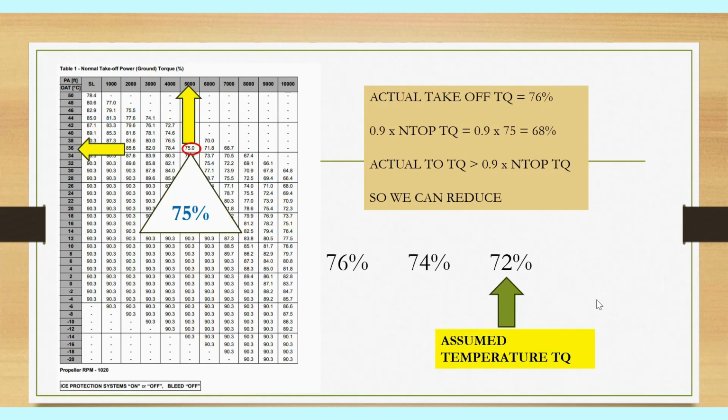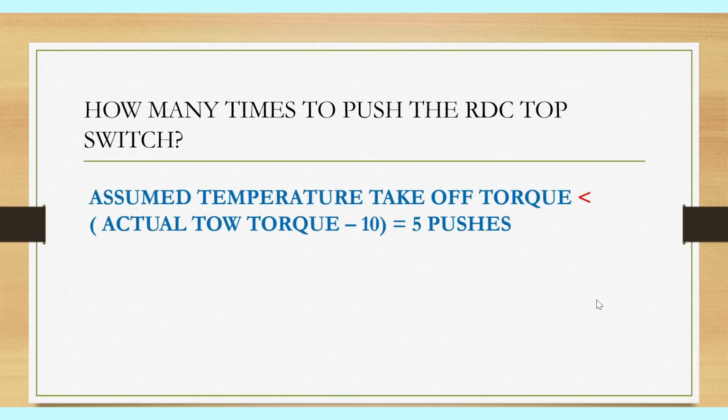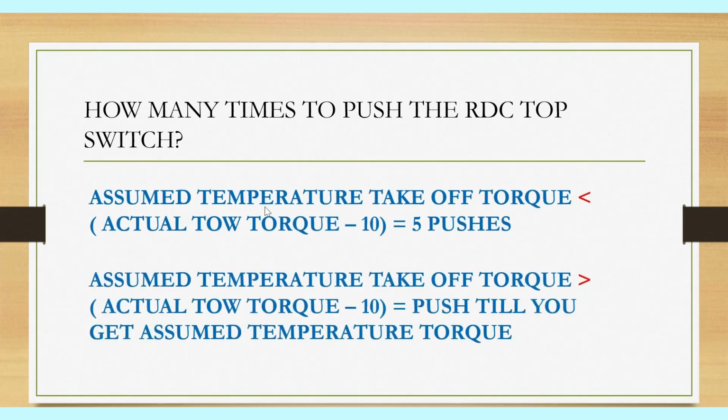All right, so having said that, these are the rules that I want to show you. If the assumed temperature takeoff torque is less than the actual takeoff torque minus 10, meaning you can only push 10 times, you're going to go ahead and do 5 pushes on the switch. If the assumed temperature takeoff torque is more than the actual takeoff weight torque minus 10, again, this time you will push until you get the assumed temperature torque. This is very important. I'd like you to make sense of this and make sure you understand.